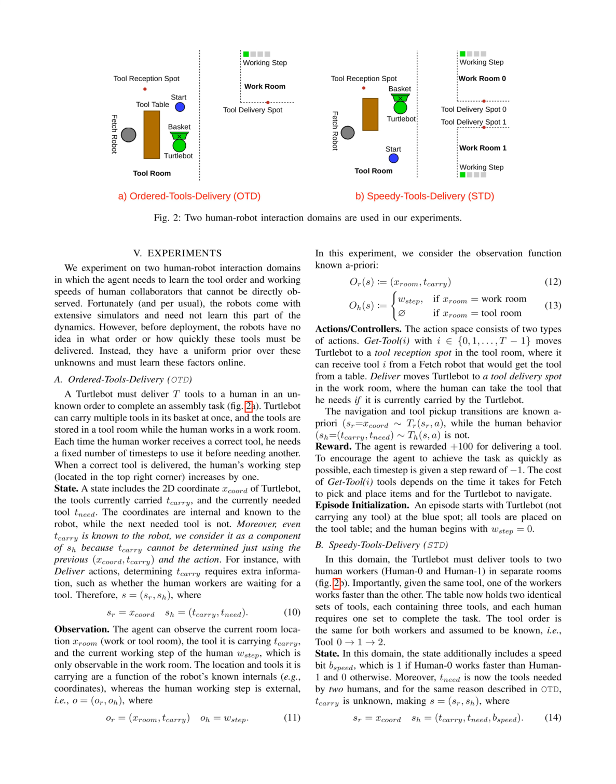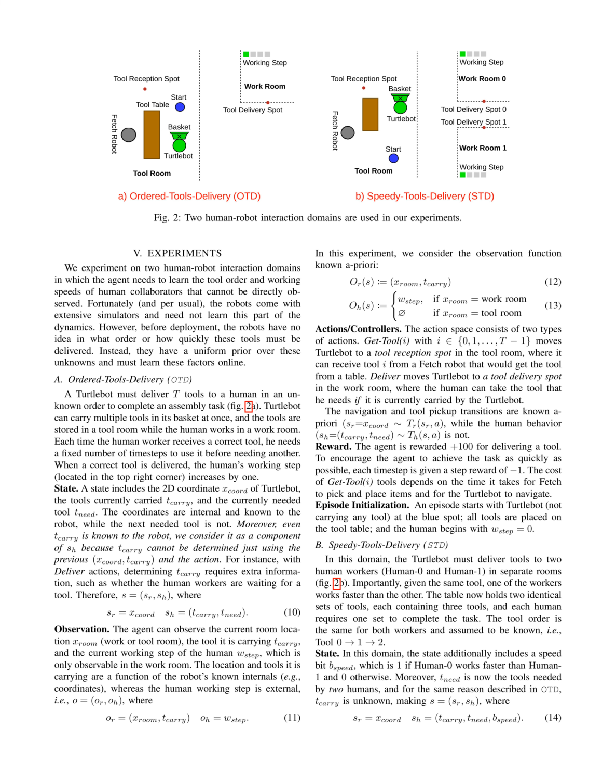However, before deployment, the robots have no idea in what order or how quickly these tools must be delivered. Instead, they have a uniform prior over these unknowns and must learn these factors online. Ordered tools delivery, OTD. A turtlebot must deliver tools to a human in an unknown order to complete an assembly task (Fig. 2a). Turtlebot can carry multiple tools in its basket at once, and the tools are stored in a tool room while the human works in a workroom.